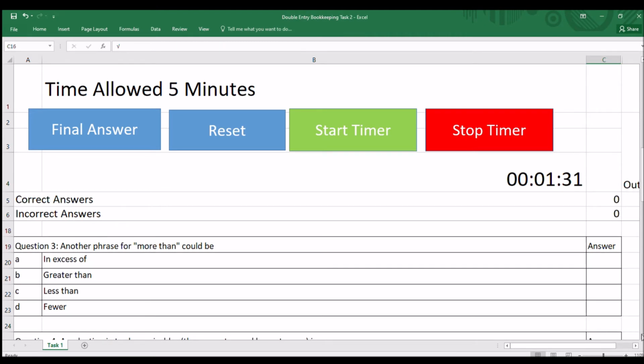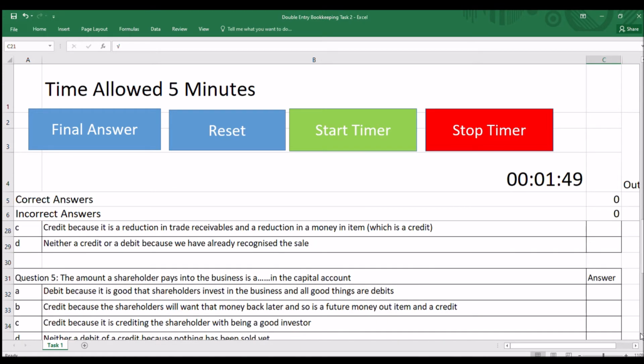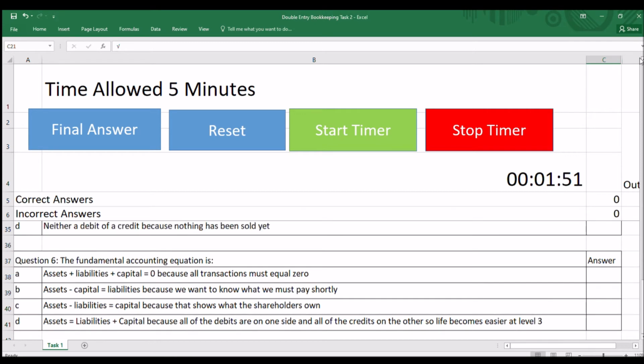Question 3. Another phrase for more than could be. And the answer to that is B, greater than.